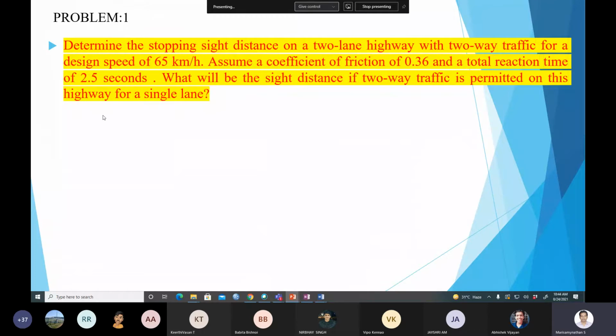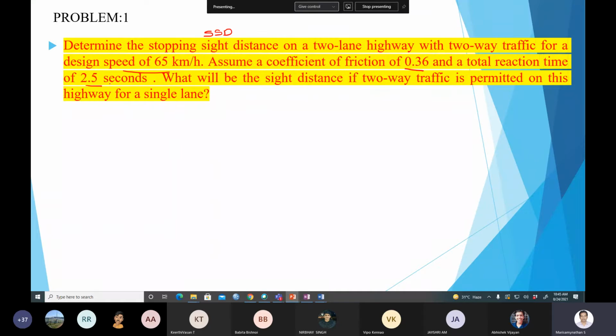So the first problem related to the stopping sight distance is: determine the stopping sight distance SSD on a two-lane highway with two-way traffic. Two-lane highway with two-way traffic means there is no median. Then what they have given: the design speed of the highway is 65 km per hour. Assume a coefficient of friction of 0.3, and the total reaction time is 2.5 seconds.